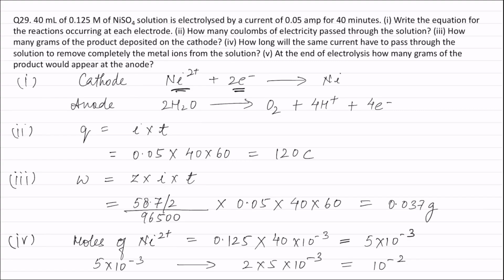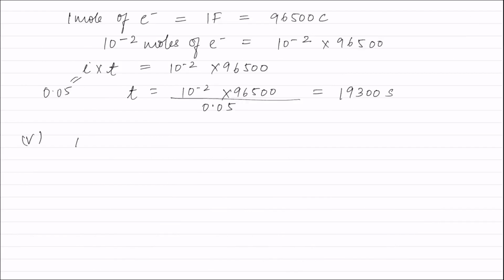Now, fifth part of the question. Fifth part of the question is, at the end of electrolysis, how many grams of the product would appear at the anode? Weight of product at the anode will be equal to Z into I into T. Now, at anode, oxygen is evolved.